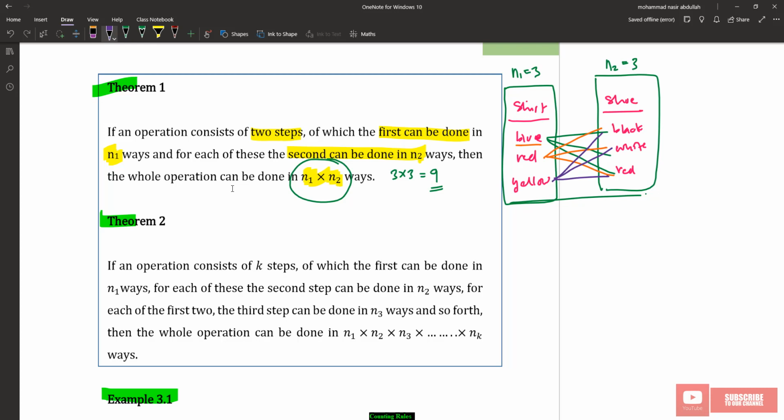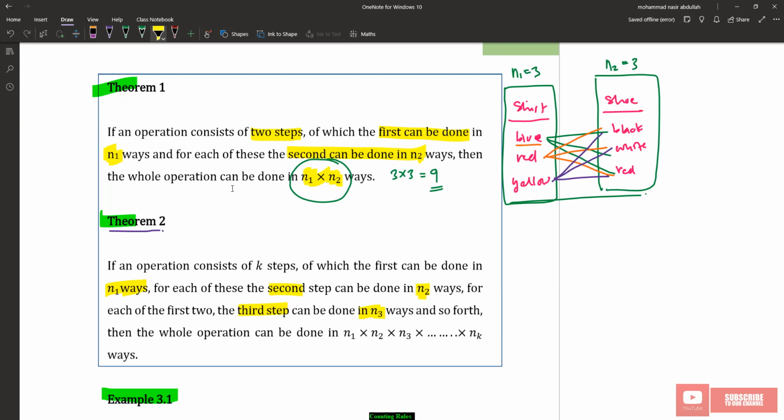So let's look at theorem number 2. Theorem number 2 is an extension of theorem number 1. If theorem number 1 says that you have two situations, for theorem number 2 you have many situations. So the formula means that if the first step can be done in n1 ways, the second step in n2 ways, and based on the first two steps, the third step can be done in n3 ways, and so forth. It means you have many possible choices.